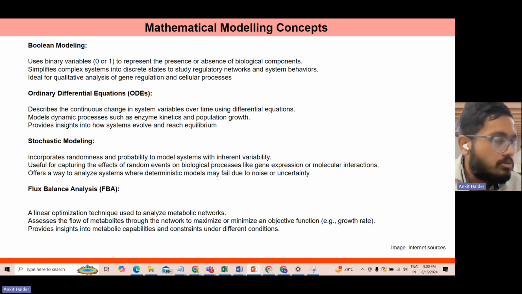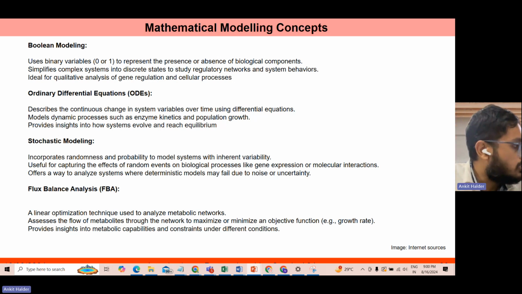Then you have the stochastic modeling, when you have randomness and probability in the model system. And this is useful for capturing the effects of random events on biological processes like gene expression or molecular interactions. So where the deterministic models may fail, that's where we'll be using stochastic processes and stochastic models.